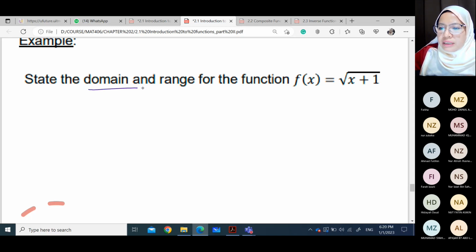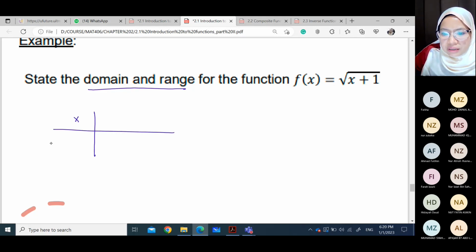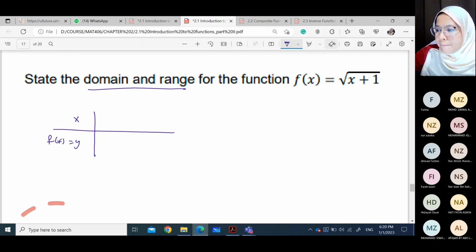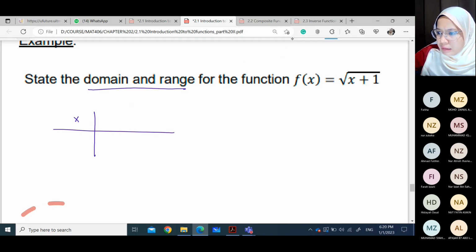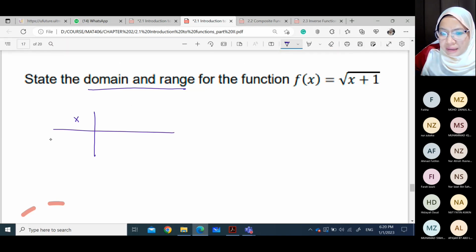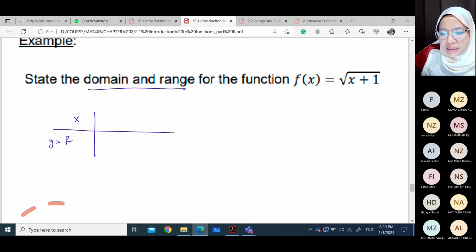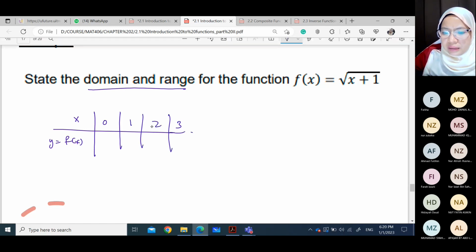State the domain, range. So untuk nyatakan domain dan juga range, kita kena buat jadual lah. So X and function of X, F ataupun Y. You boleh ambil apa saja nilai X, tetapi X mestilah sentiasa positif. Okay, so we start with 0, 1, 2, and 3.